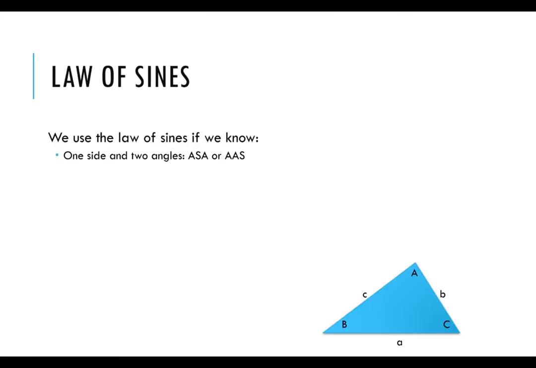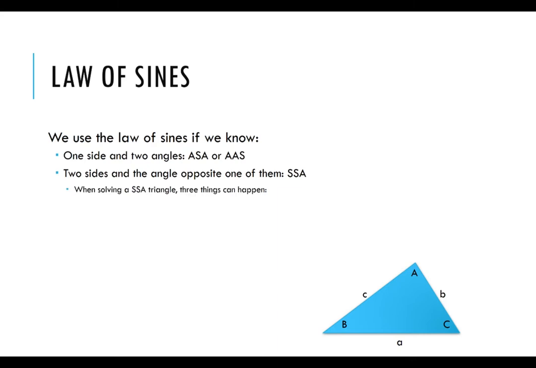Well, we're going to know to use the law of sines when one side and two angles, that is, an angle-side-angle triangle or an angle-angle-side triangle, occur, or if we get two sides and the angle opposite one of them, which is going to be a side-side-angle triangle. Now, we'll look at these specifically. The nomenclature ASA, AAS, SSA is just telling you the layout of the labeled known information in the triangle.